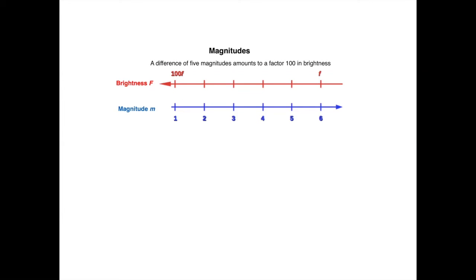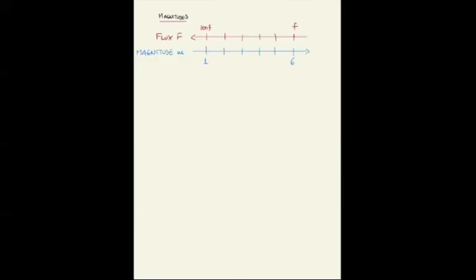So the system is defined so that a difference of 5 magnitudes amounts to a factor of 100 in brightness. We're going to call this quantity the flux. The linear quantity is the flux. So this is the relation that ties the system. In linear scale, the difference in flux between a star of first magnitude and a star of sixth magnitude is approximately 100. In the 19th century, it was thought to make this a standard, to fix a difference of 5 magnitudes as a factor of 100 in flux.